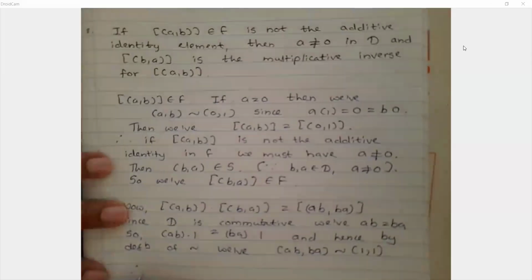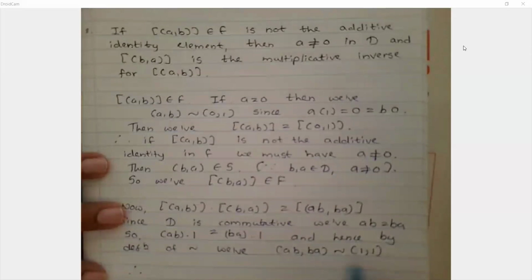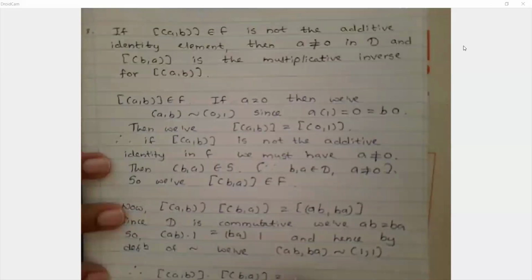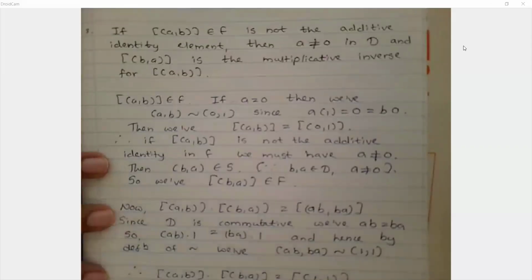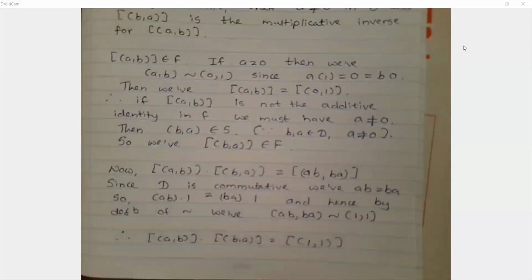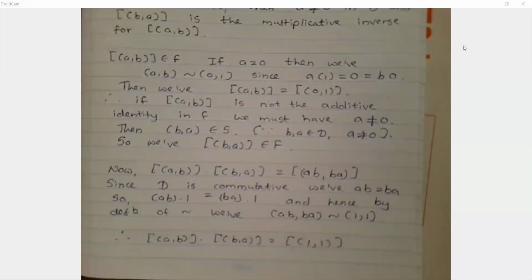Therefore, if these two are equivalent, their equivalence classes are also the same. So we see that this multiplication is actually the equivalence class of 1, 1, which is the multiplicative identity in F. Therefore, this is the multiplicative inverse of AB by definition. So now we see that F is a field. It has all the conditions satisfied.